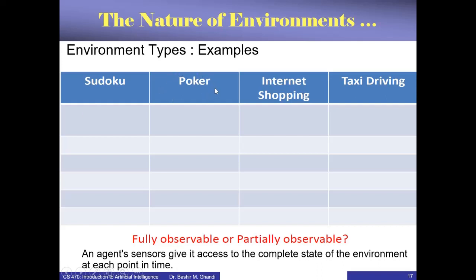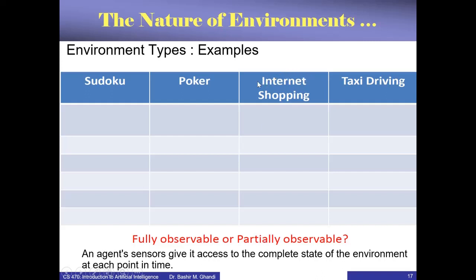Compare that with the poker game. Obviously, in the poker game, each agent will have only a few cards at a time, and you only know the cards that you have. You don't know what your opponent has. So obviously, this cannot be a fully observable environment. It is only partially observable.